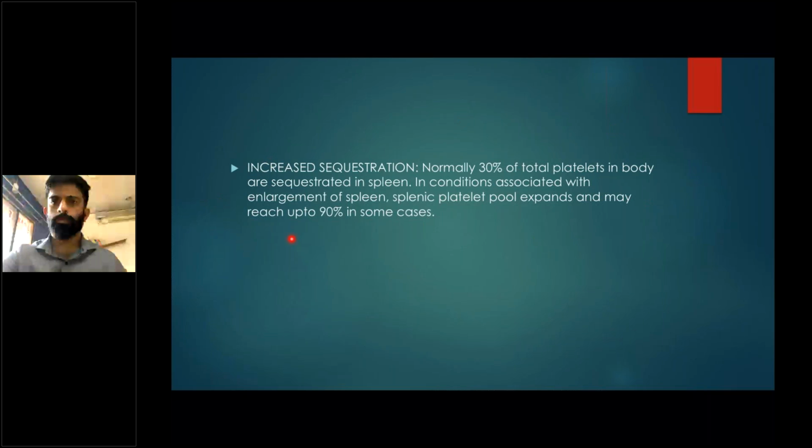So this increased sequestration can be seen in chronic liver disease, it can be seen in malaria, it can be seen in conditions like CML, it can be seen in a lot of conditions that cause increased splenic size. So hypersplenism can cause this sort of destruction of platelets and cause thrombocytopenia. So up to 90% in some cases.